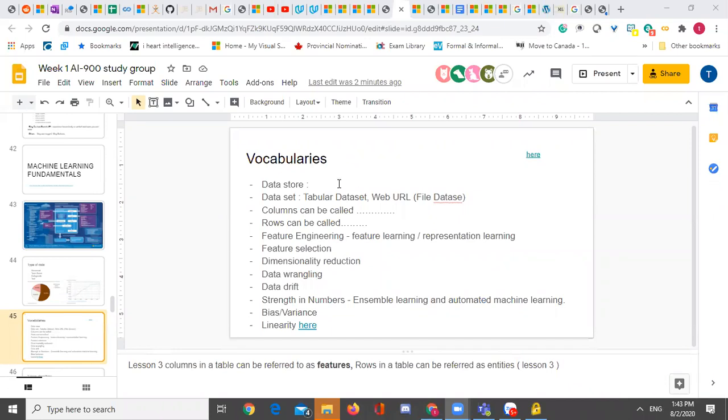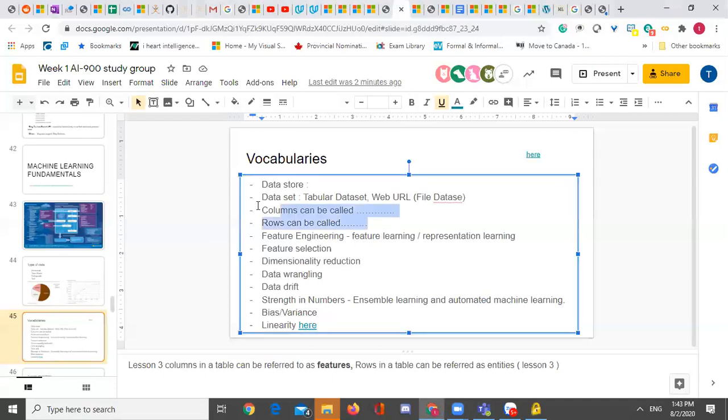So please remember to go through these concepts, especially what a row is and what a column is, which is already in the Udacity. Basically, a column in a table can refer to features, and a row in a table can refer to entities. This small thing, please pay attention to.